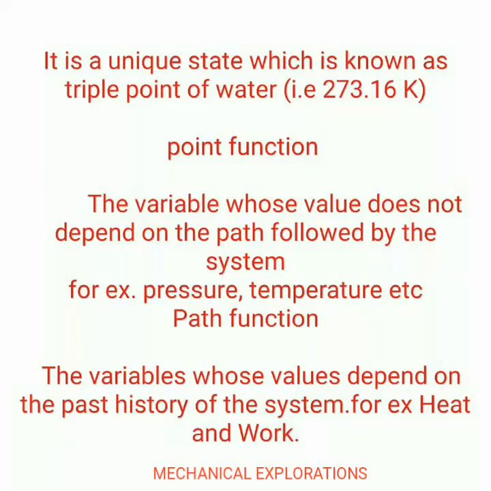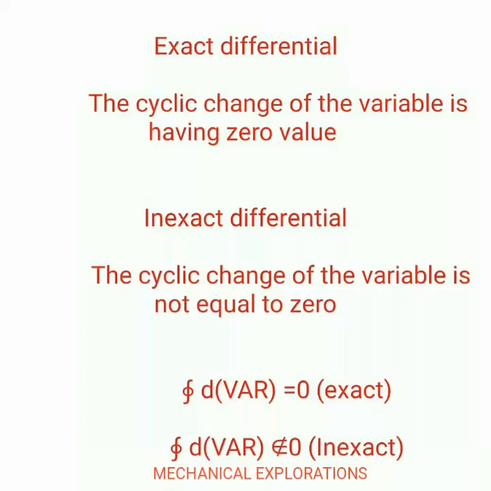Now, the two parameters: path and point functions. A variable whose value doesn't depend on the path is known as a point function, for example pressure and temperature. A variable that depends on its past history is known as a path function, for example heat. Here coming to exact differential and inexact differential. The cyclic change of a variable having zero value is known as exact. The cyclic change of a variable not equal to zero you can term as inexact differential.